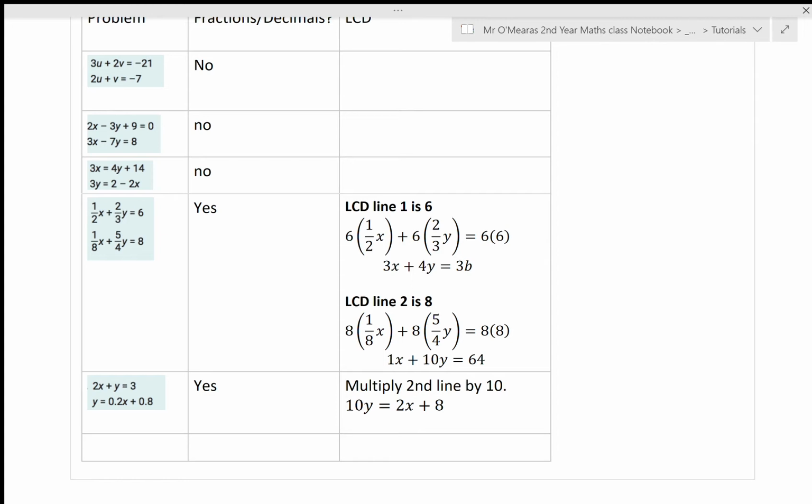Then we have the last one where on the second line you can see we have decimals. In this situation, the simplest, most straightforward thing to do is to multiply by 10, because 0.2 by 10 is 2, 0.8 by 10 is 8. So you just multiply the second line, the one we're interested in, by 10.